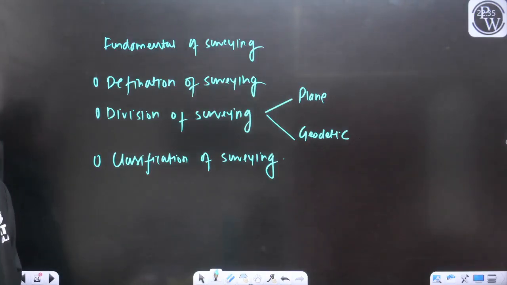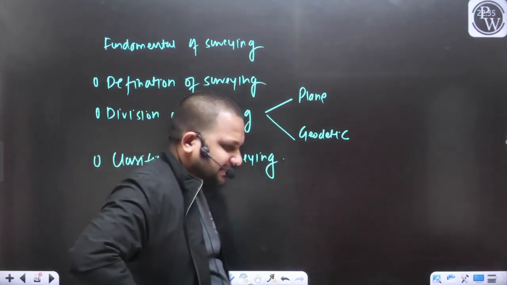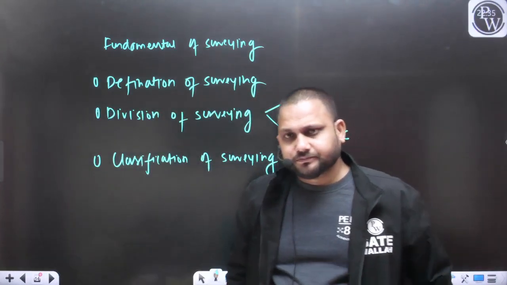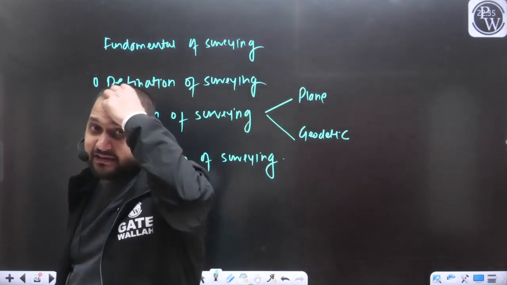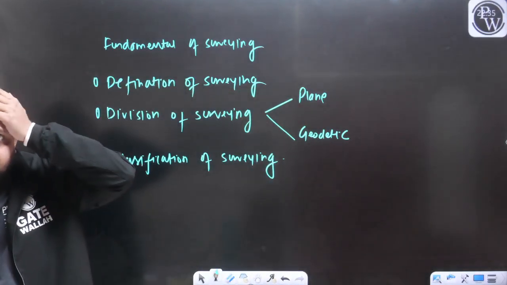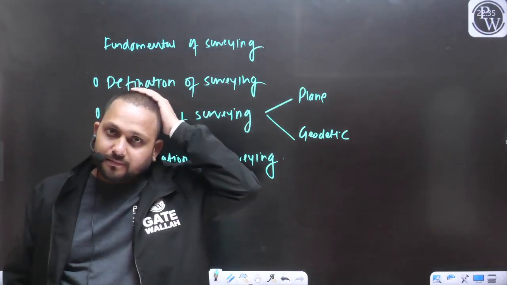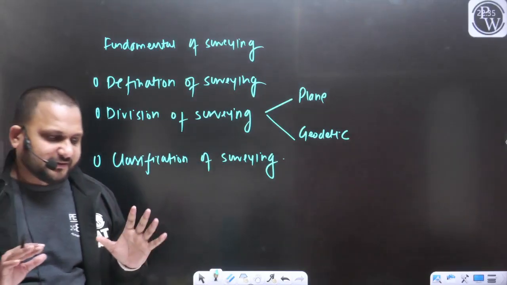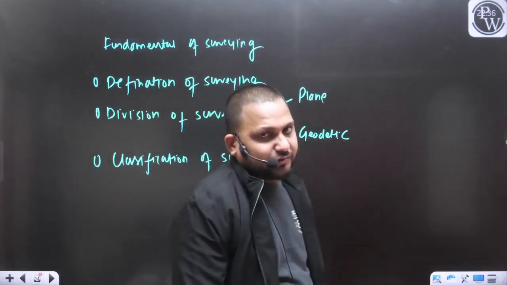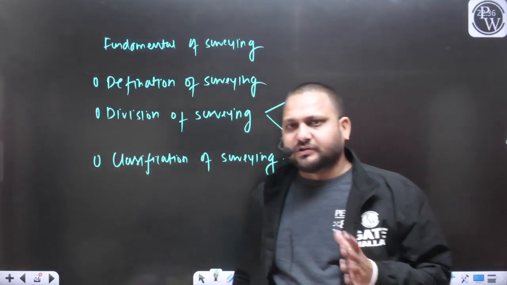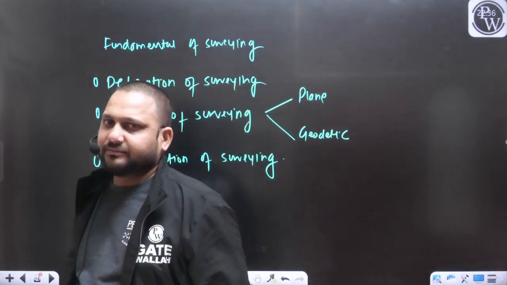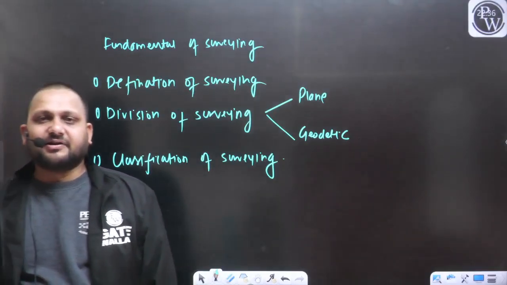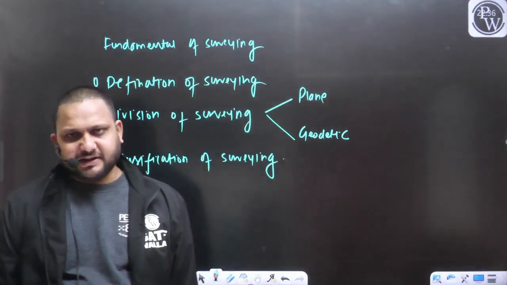Traverse is based on the methodology. Do not get confused. Traverse survey classification is based on the methods of surveying, because traverse is not any instrument. Traverse is a method. What do you mean by the traverse? Let me explain.